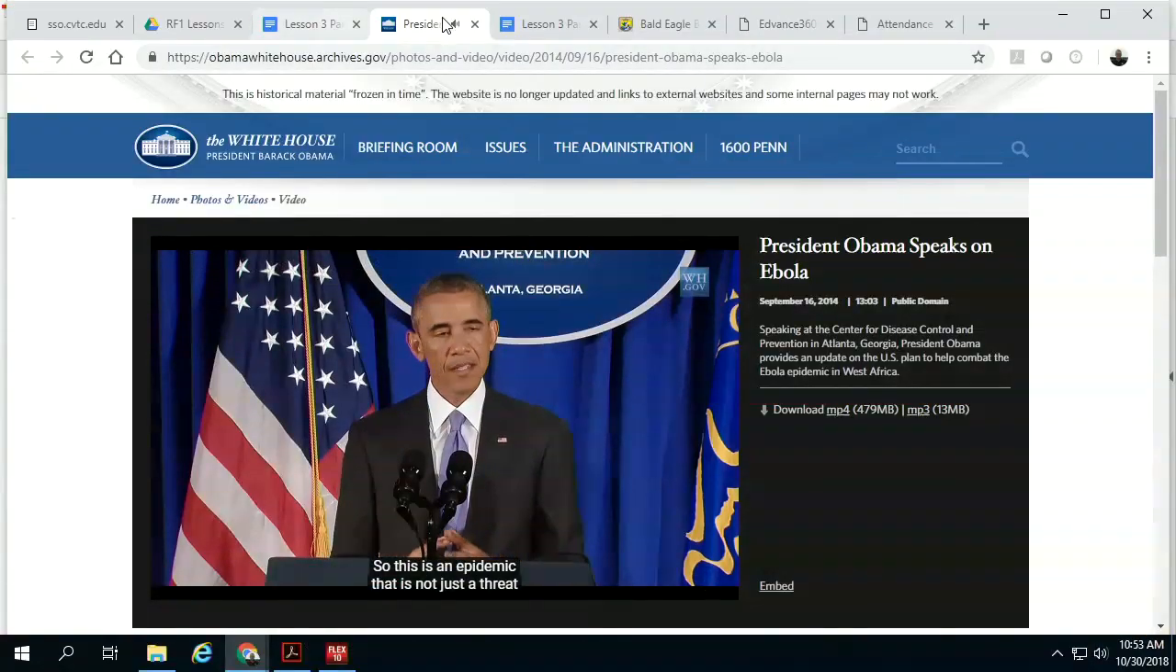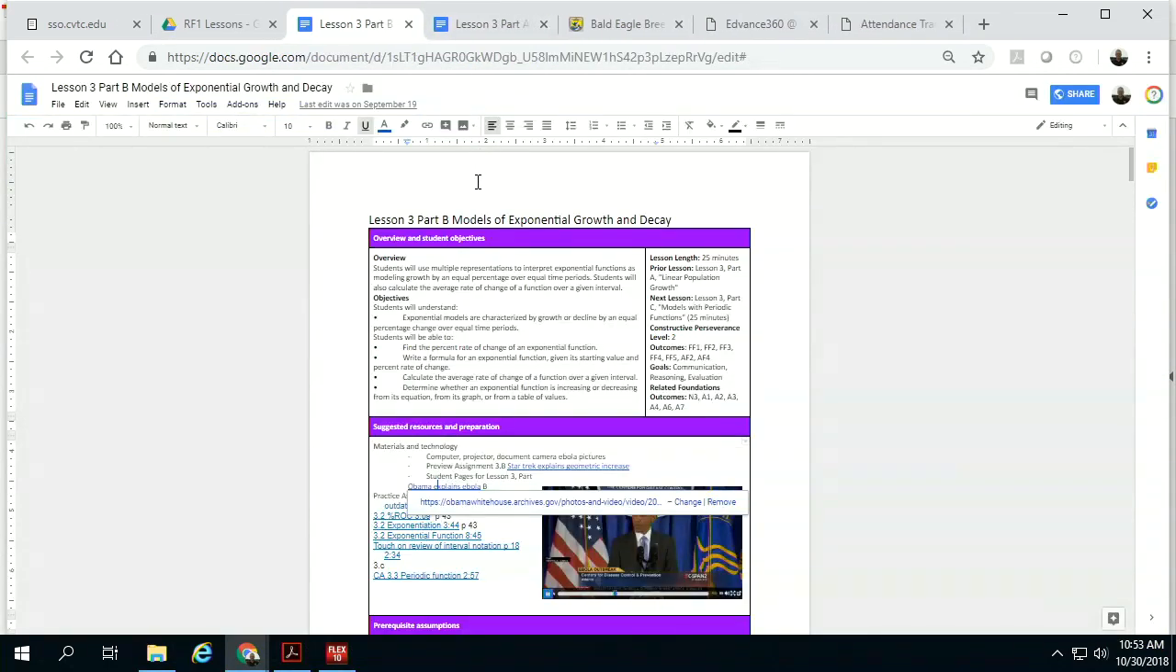So my question to you is this. This says models of exponential growth and decay. Do you think in this case, when we talk about Ebola, that we are going to have a linear function? No. We're going to see what exponential is next time here in college algebra. See that? The entire next lesson.